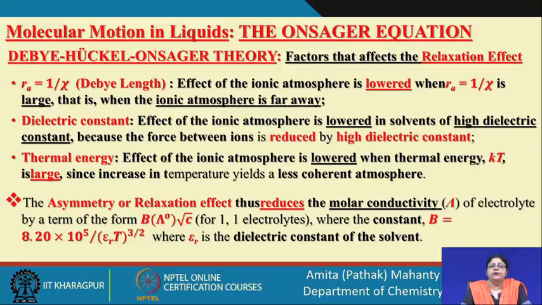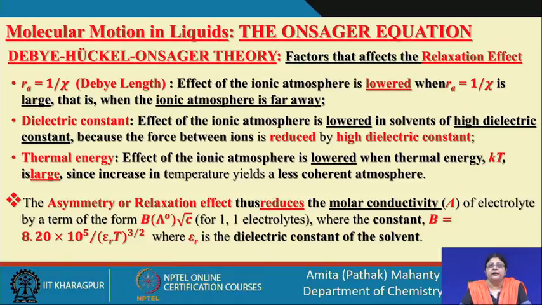The parameters which affect this ionic atmosphere will be affecting the effects which are generated because of either the electrophoretic effect or the relaxation effect. Now, when we are talking about the relaxation effect, we have seen that the radius of the ionic atmosphere, which is given by 1 by chi, the Debye length, if that is large, that means the ionic atmosphere is far apart, so the effects generated by the ionic atmosphere like the relaxation effect are lowered.